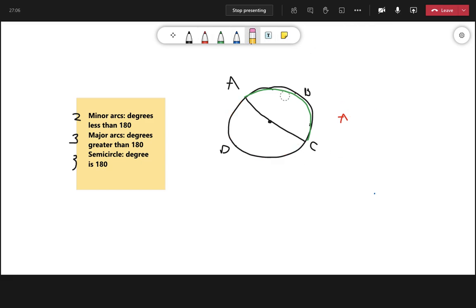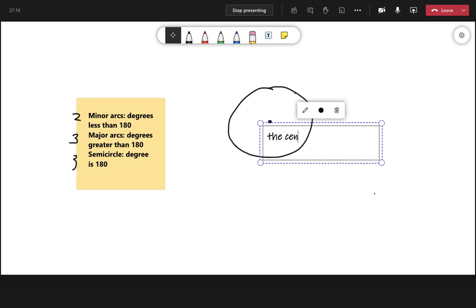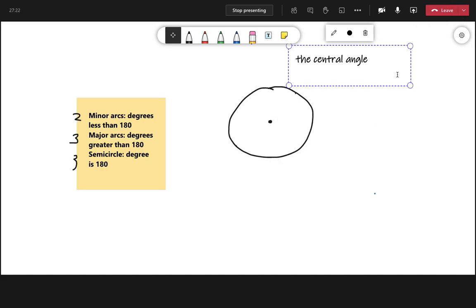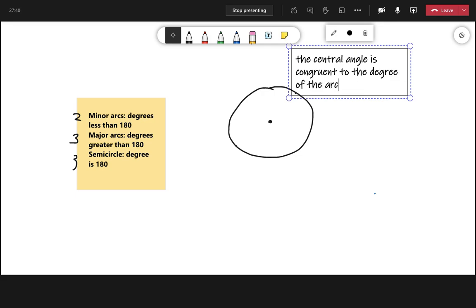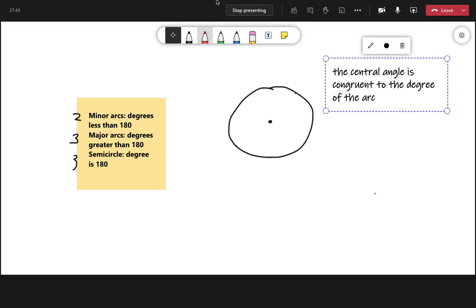Now let's talk about arcs and central angles, degrees. The central angle gives the degree to the arc. Hold on, that's a bad way of writing it. The central angle is congruent to the degree of the arc. The central angle is congruent to the degree of the arc.